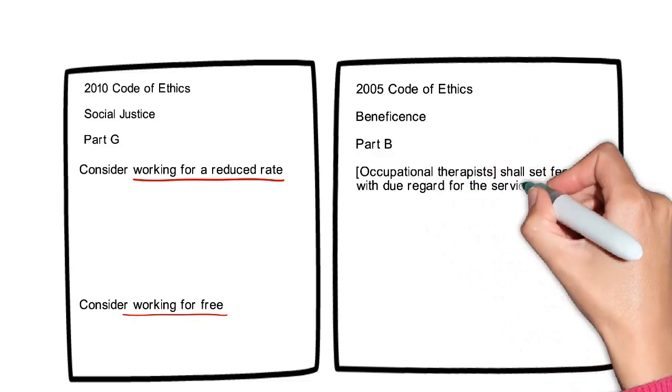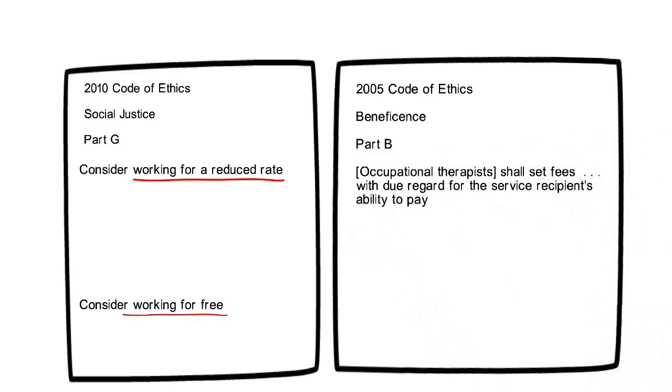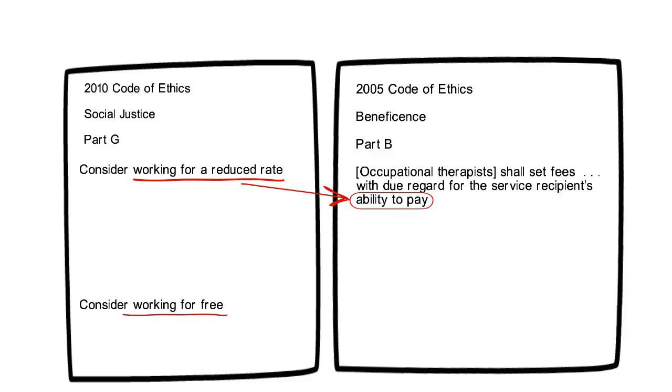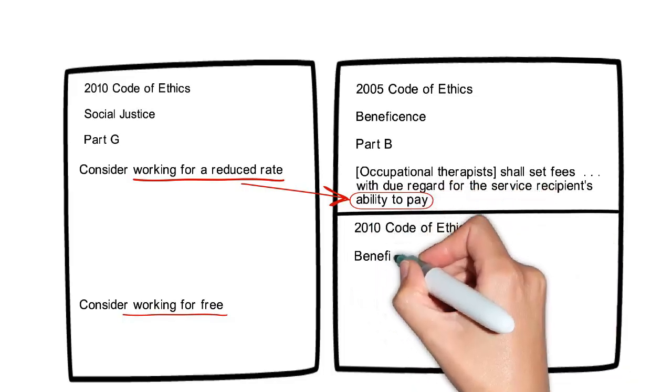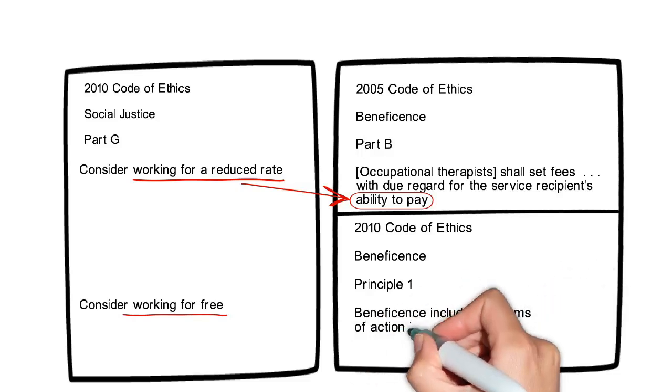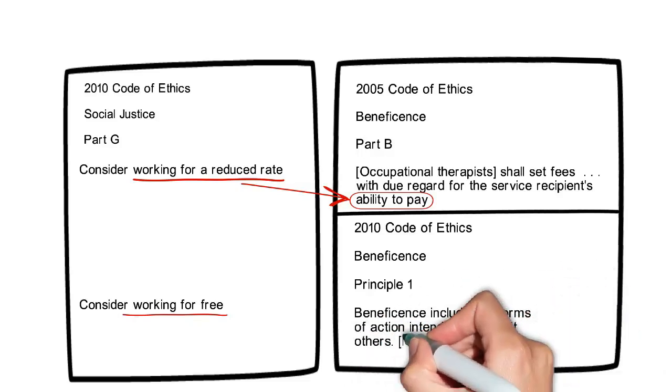Again, looking back at the Principle of Beneficence in the 2005 Code of Ethics, we see that it required therapists to set fees with due regard for the service recipient's ability to pay. This means that fees should be set at a reduced rate according to a client's ability to afford treatment. Furthermore, the idea of working for free is simply repeated from the Principle of Beneficence.